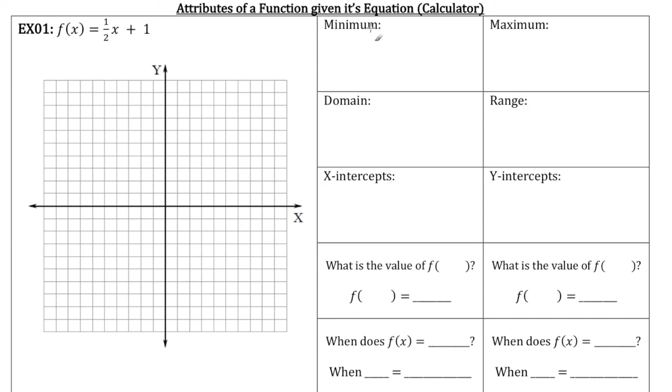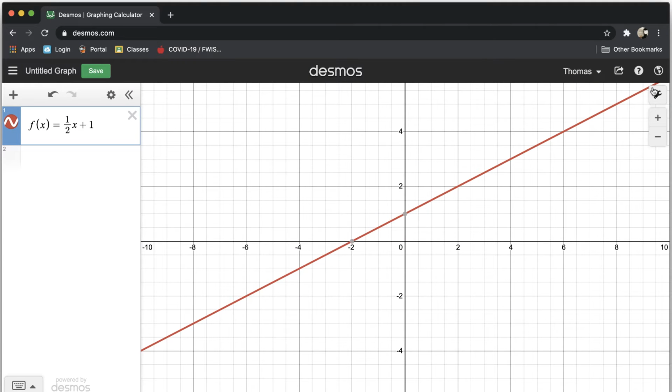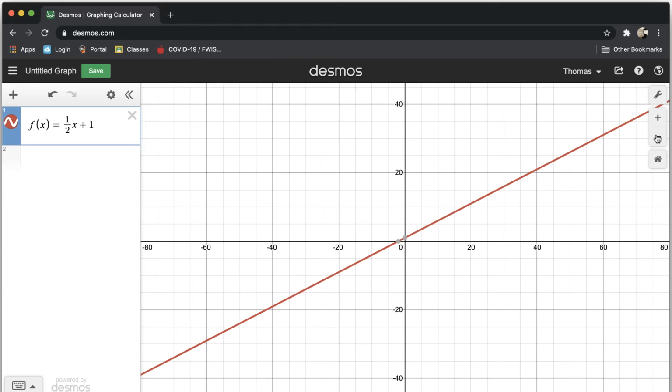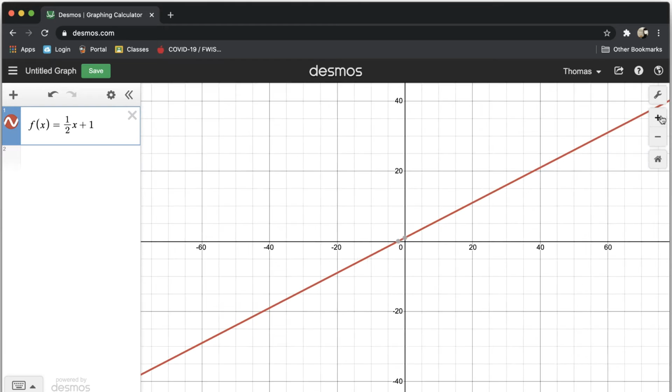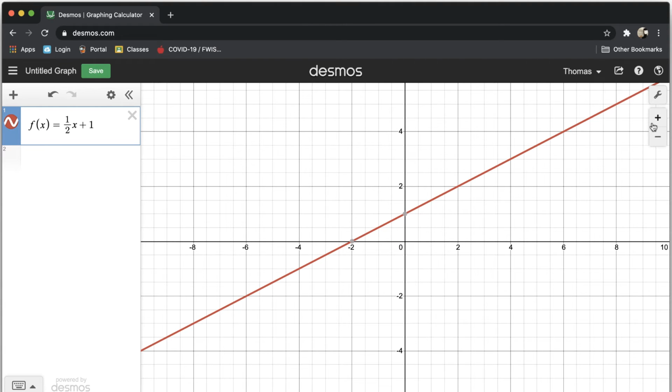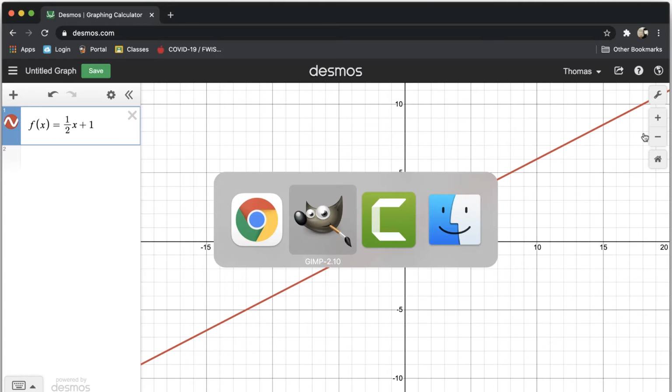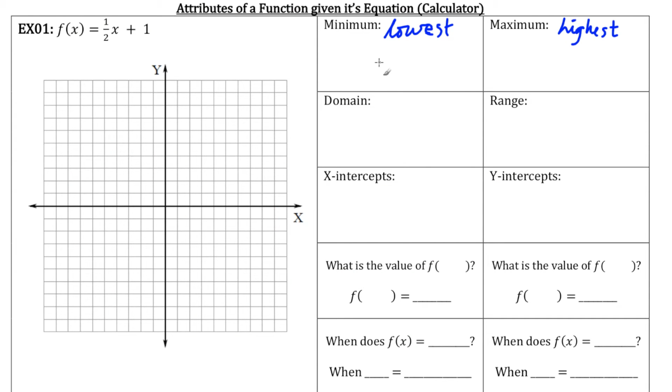Now let's try to figure out if it has a minimum or a maximum. Remember that the minimum is the lowest point, and a maximum will be the highest. So let's zoom out here. As I zoom out, you can tell this function keeps going on forever, that way and forever that way. So it doesn't have a lowest point. It keeps going on forever downward and forever upward, so not applicable.